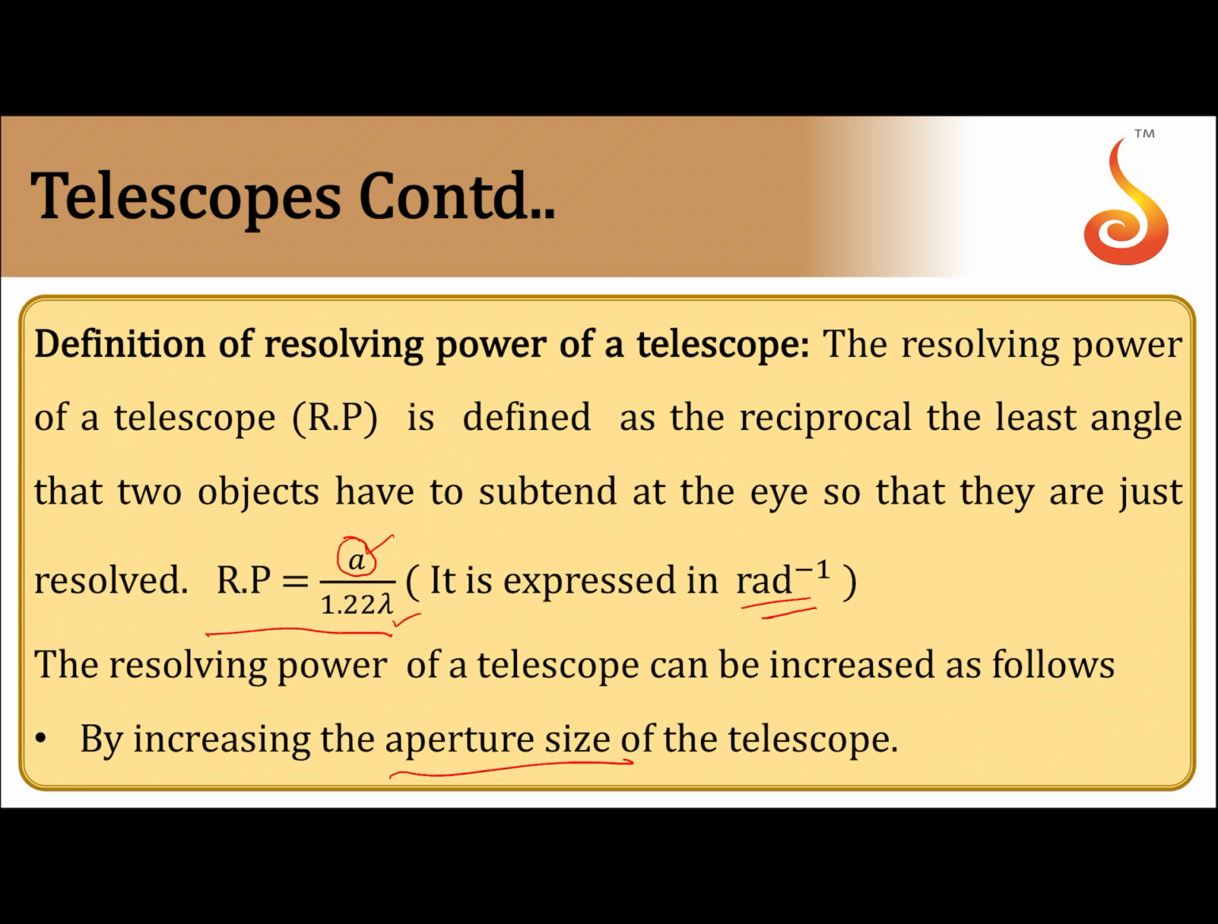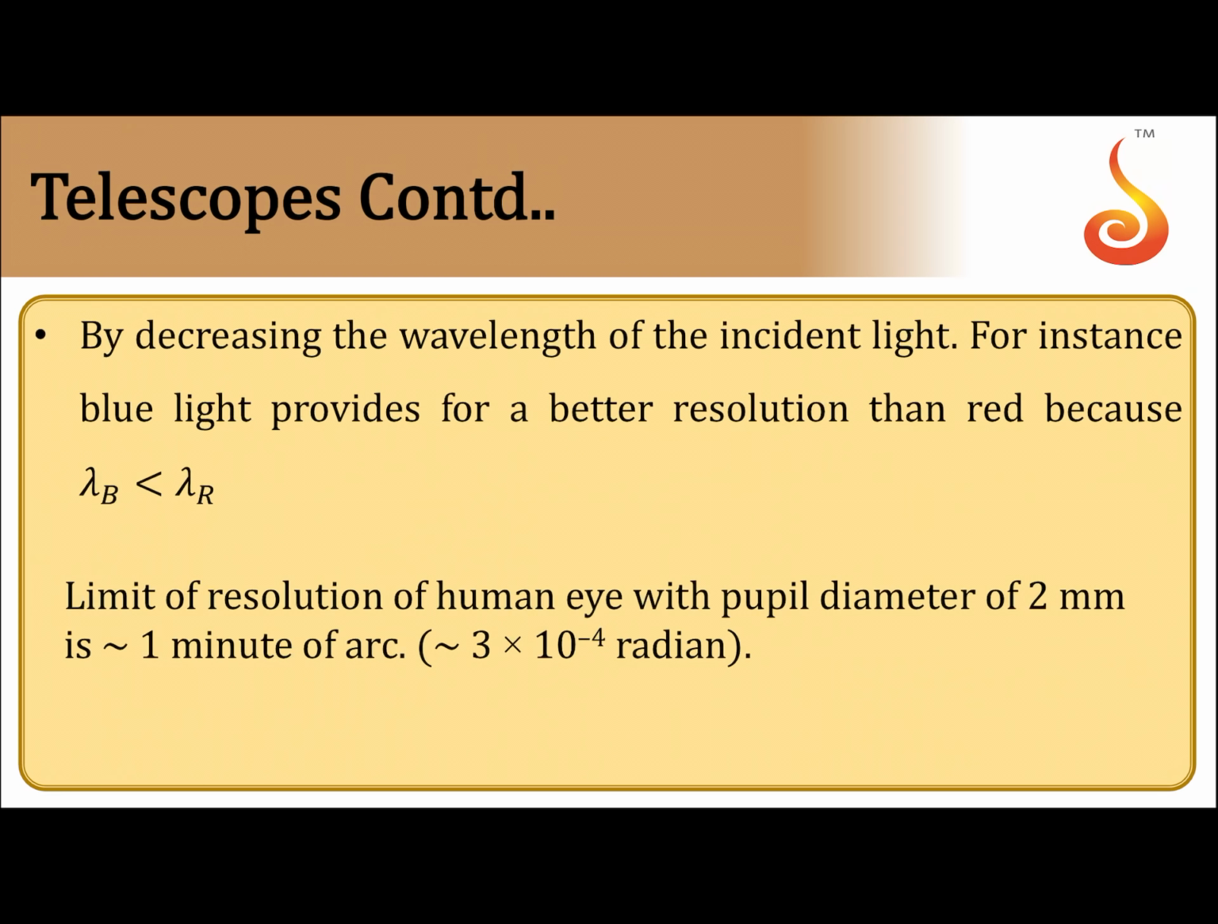That is why astronomical telescopes have very large objective diameters like 12 inch, 14 inch, 16 inch, 20 inch and so on. The best telescope that we have has an aperture of about 5 meter diameter. By decreasing the wavelength of incident light, you can have better resolution, but this is generally not used.